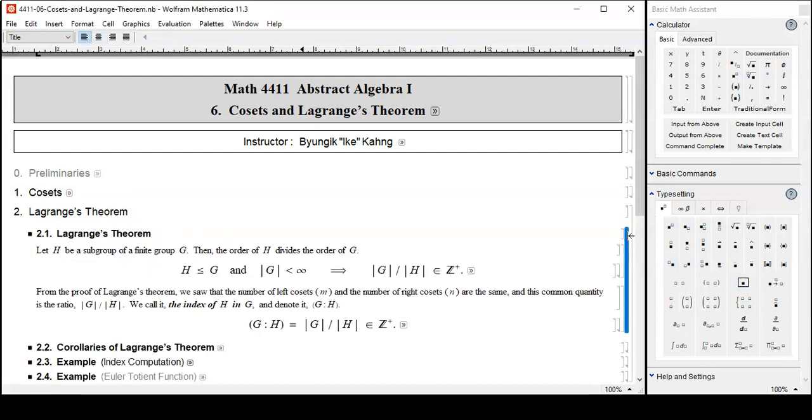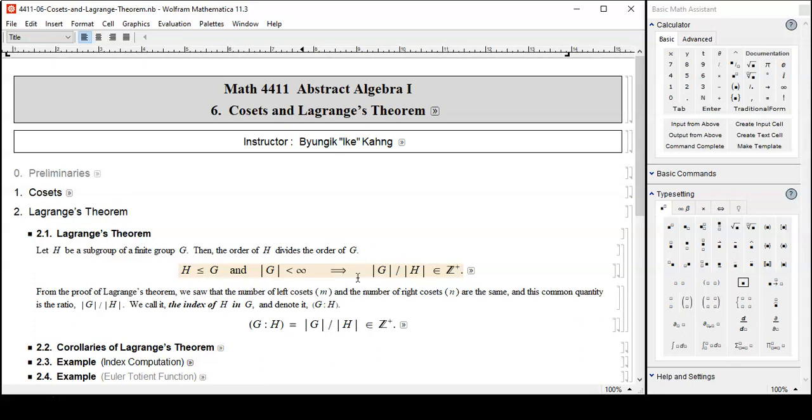Here's the statement. Let H be a subgroup of a finite group G, then the order of H divides the order of G. Here's a symbolic statement. The order of H divides the order of G, so the order of G divided by the order of H should be an integer, and it has to be a positive integer because everything here is positive. We are dealing with the orders of subgroups.